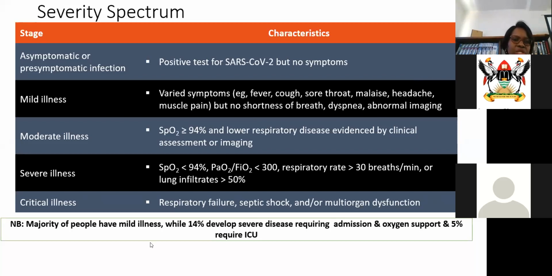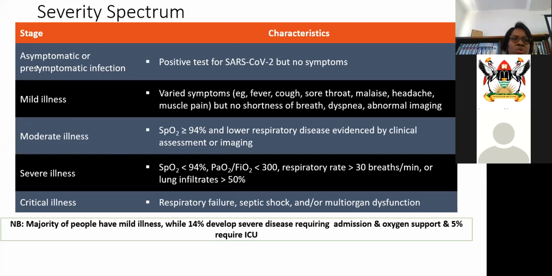So, and again, I repeat, the majority of people have mild illness, while about 14% develop severe disease requiring admission and oxygen support, and 5% develop critical illness requiring ICU care. For home-based care guidelines for Uganda, we are taking the people who are asymptomatic, pre-symptomatic, mild illness, and moderate illness. Anybody with severe illness or critical illness, or anybody who has high risk factors for severe illness and critical illness is managed in the hospital setting.